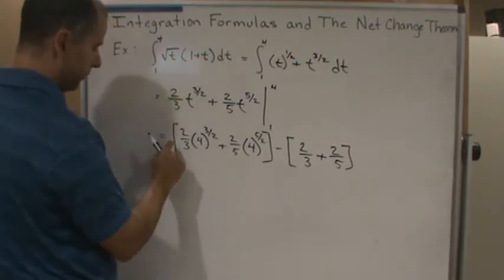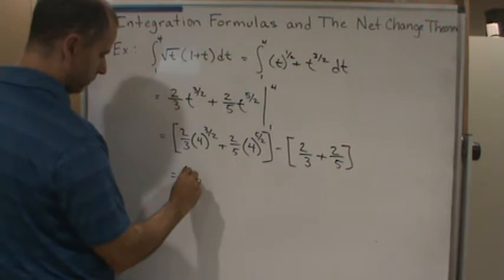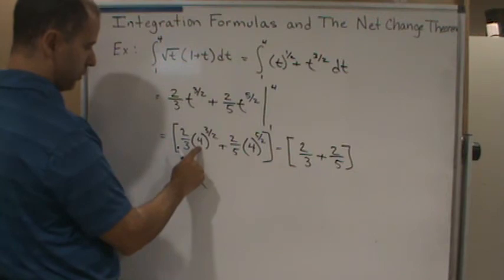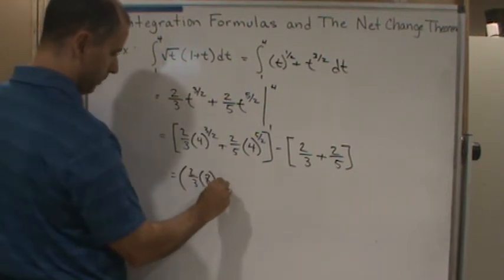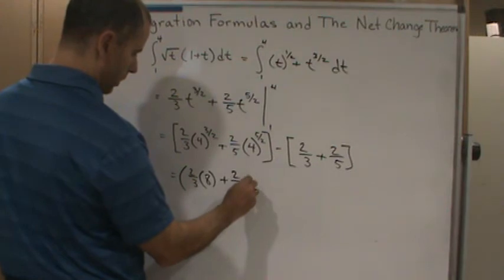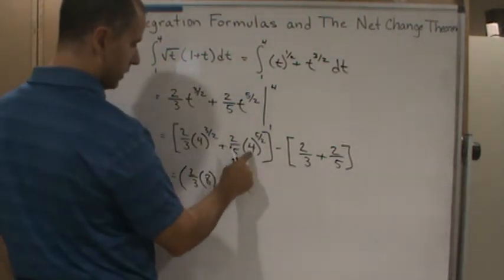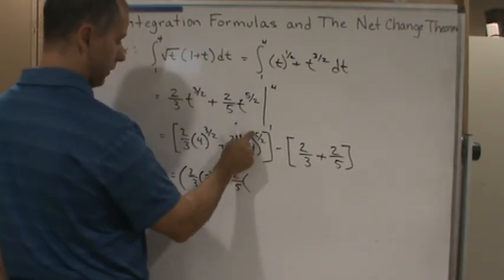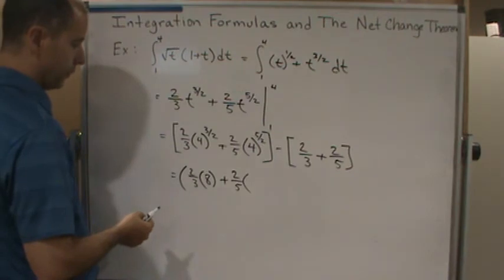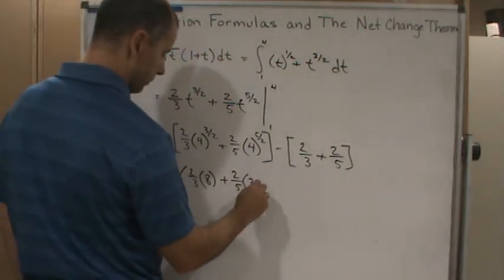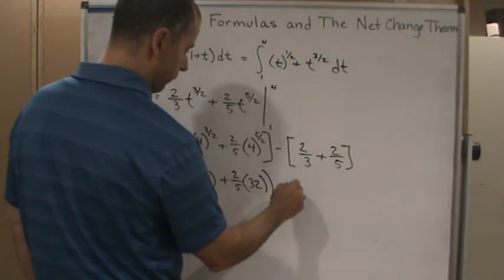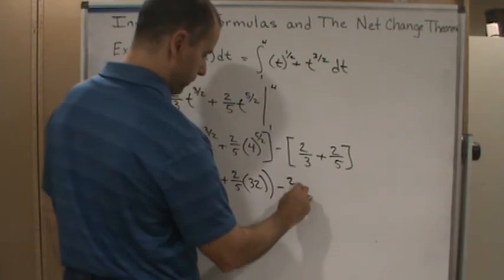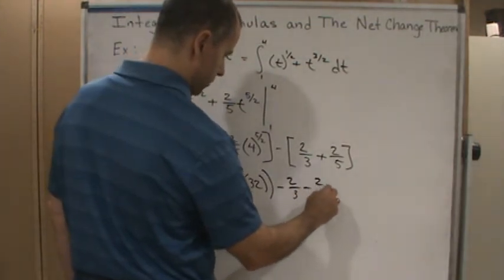Well, 2/3 times, well, what's 4? The square root of 4 is 2. 2 cubed is 8. And then I'm going to get 2/5 times, again, the square root of 4, which is 2. 2 to the 5th is 32. And then, of course, this is going to be minus 2/3 minus 2/5.